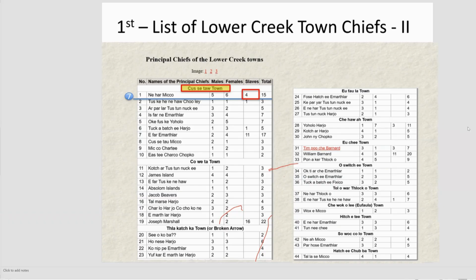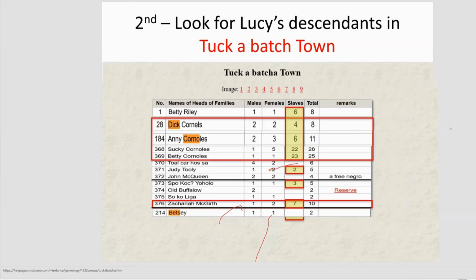So this is showing how to navigate records and research to try to make it make sense, because we need census records, deeds, and probate records. That's what we understand. But the further back we go, we have to start getting in touch with history, and more than what we are used to researching. This is in Tuckabatcha Town.